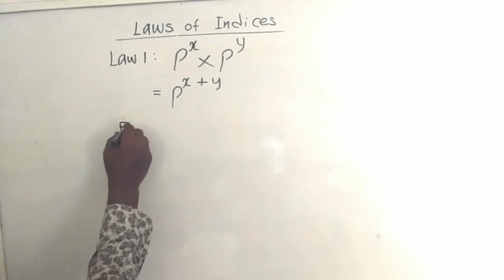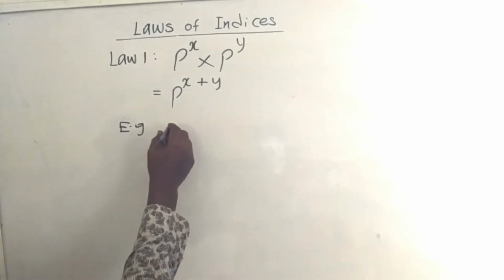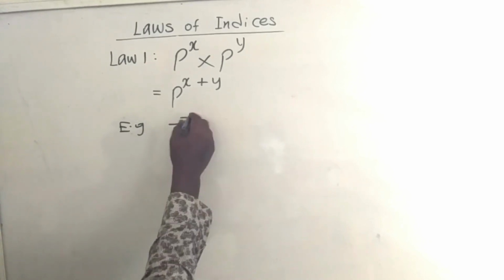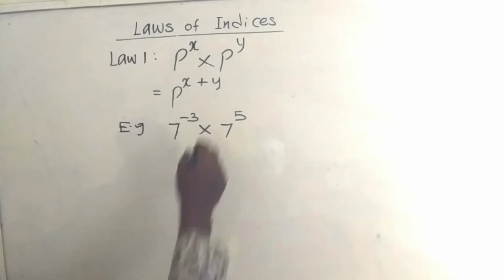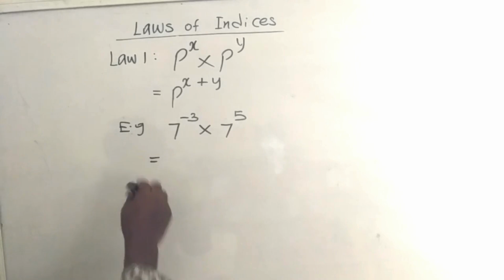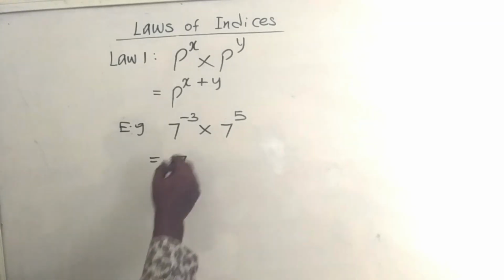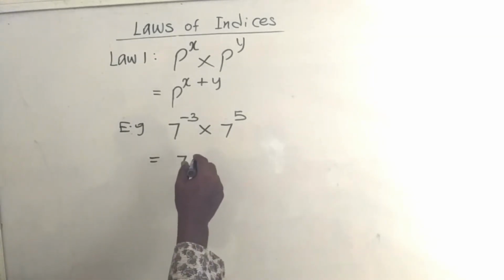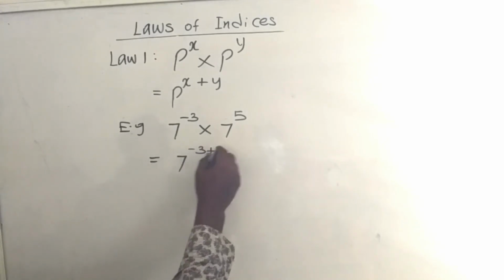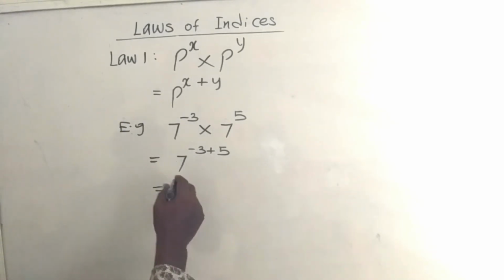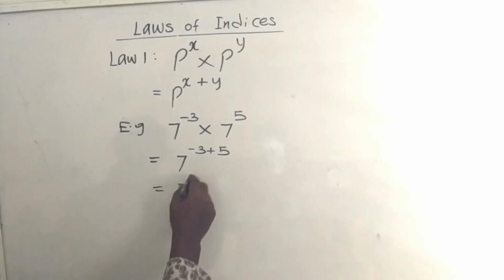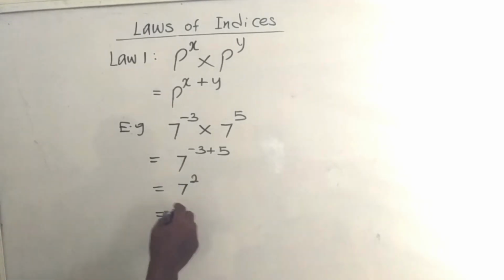For example, given 7 raised to power minus 3 multiplied by 7 raised to power 5. Take the common base 7, then add the powers minus 3 and 5 together. Minus 3 added to 5 gives us 2, which is 7 squared, and that is 49.